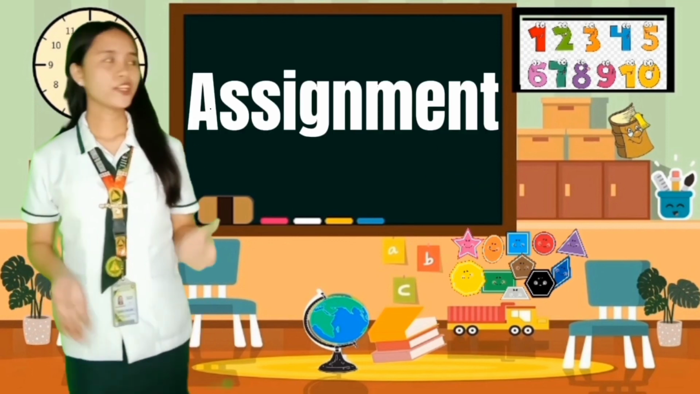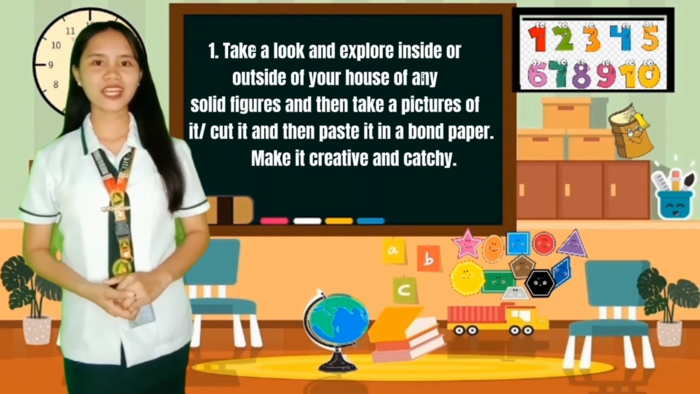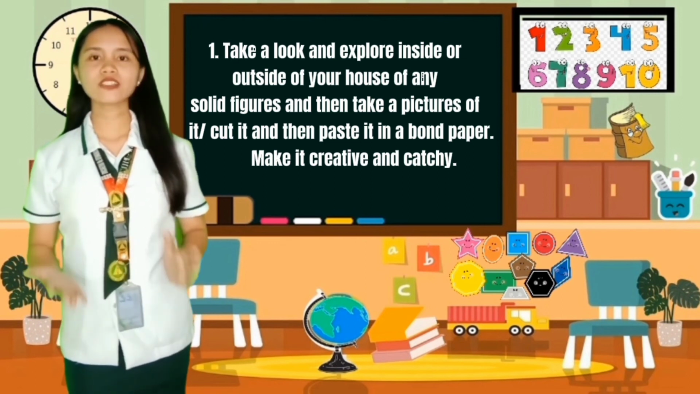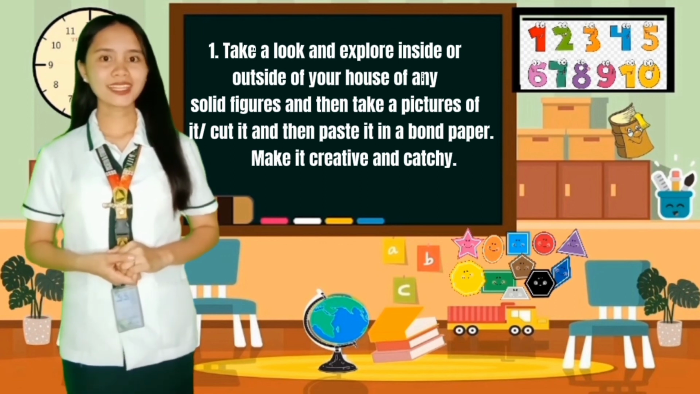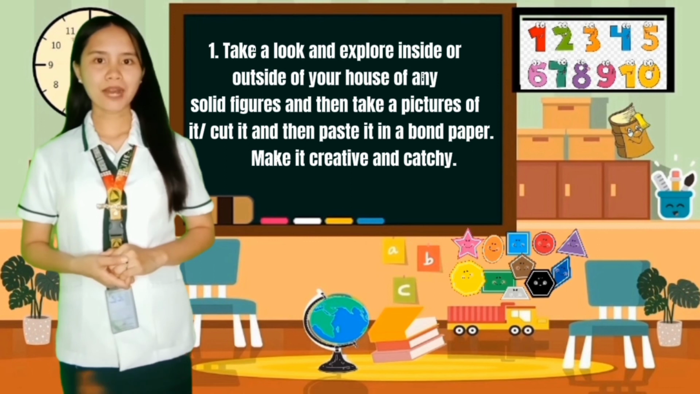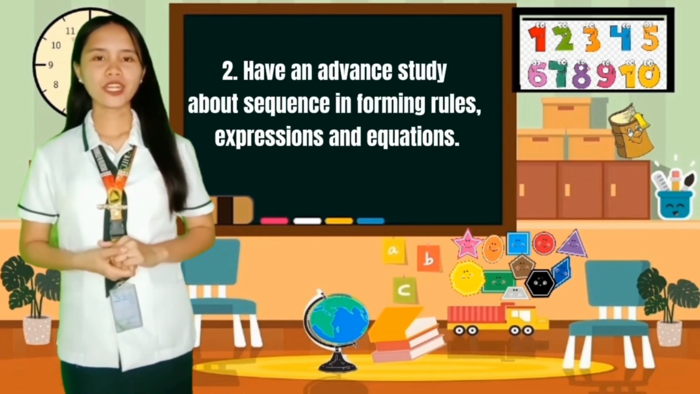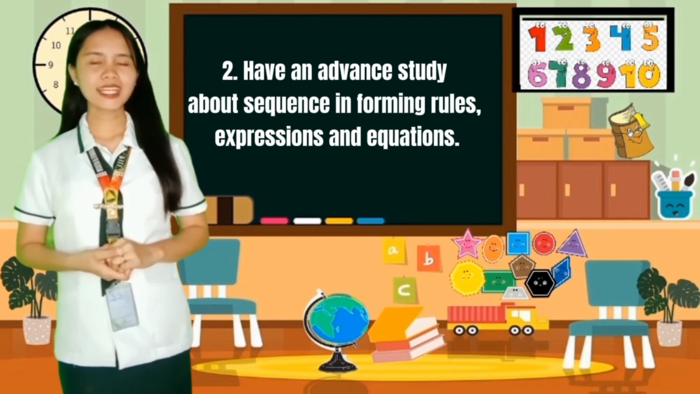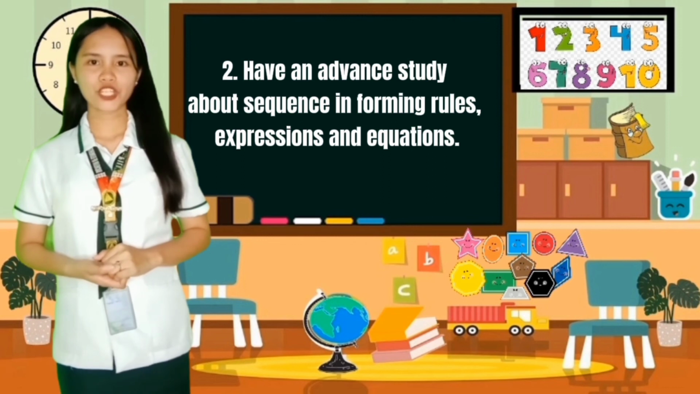So for your assignment number 1, take a look and explore inside or outside of your house for any solid figures, and then take pictures of it or cut it out and paste it on a bond paper. Make it creative and catchy. And for number two, have an advanced study about sequence in forming rules, expressions, and equations.